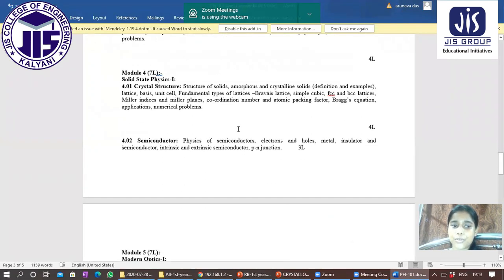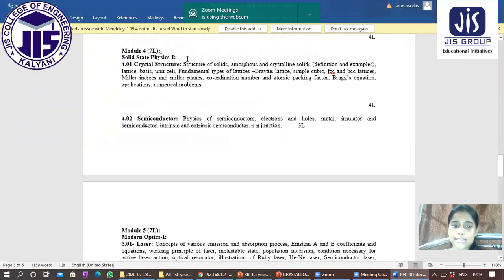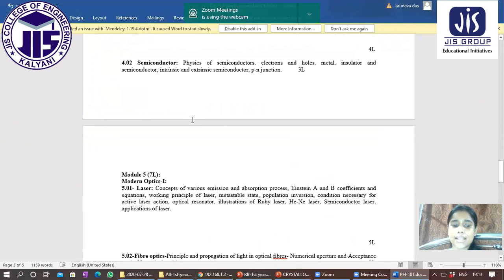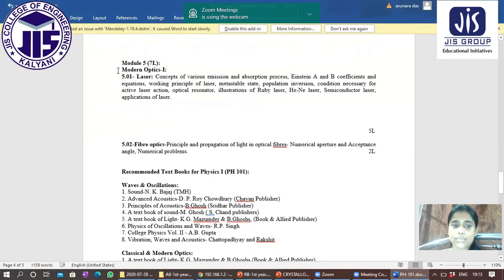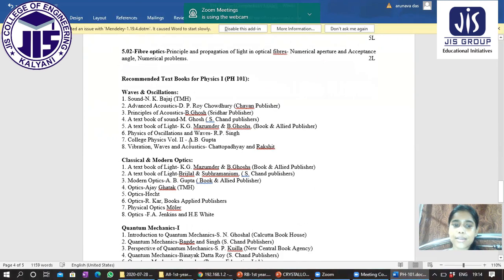In module 4, there is solid state physics 1, where we'll discuss crystal structure and semiconductors. And in the last module, module 5, we'll discuss modern optics, where there is laser and fiber optics. So this is your syllabus and these are some books which are recommended for all of you.